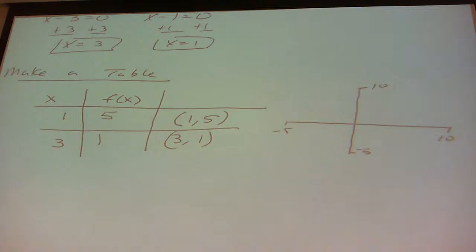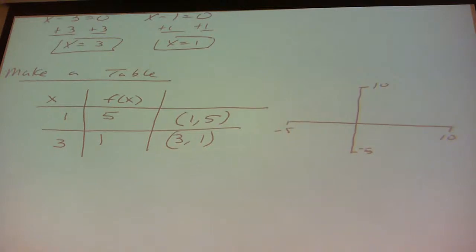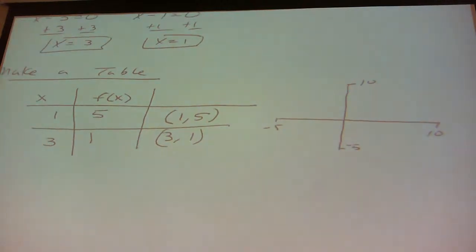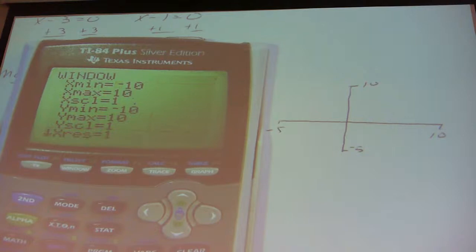So you need to come up with a window that will allow me to see those 2 points. If I go from -5 to 10, counting by ones, will I see all those points and still have enough room? That's going to be the hard part for you, figuring out the window. So go to window, -5 to 10, counting by ones. Hit graph, draw it, and then tell me what we have.